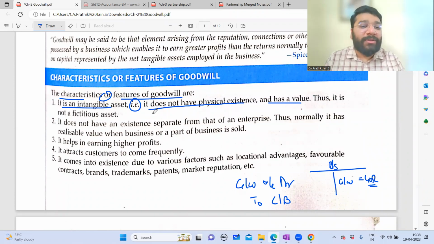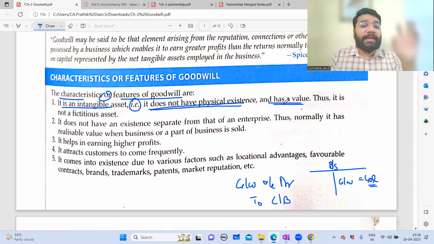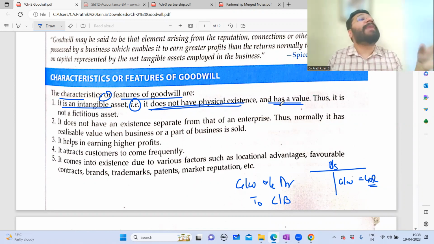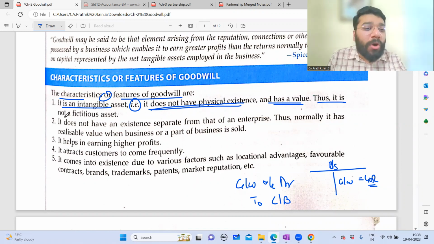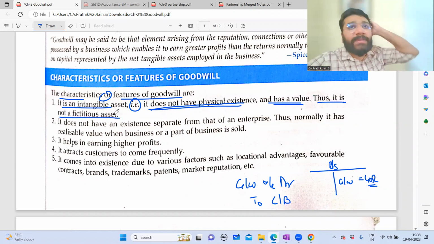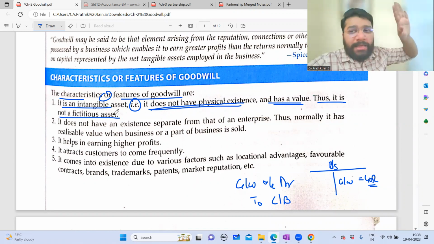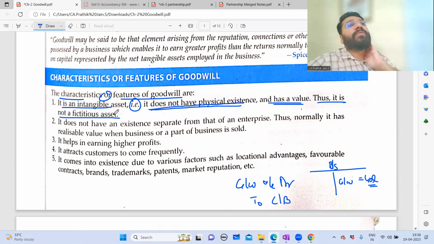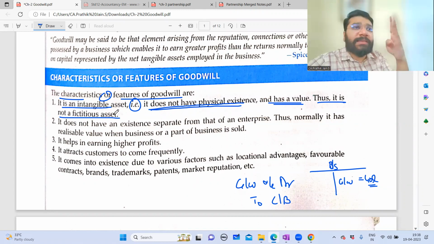Goodwill does not have a physical existence, but it has a value. Thus, it is a non-fictitious asset. Now, you might get an MCQ question or a true and false question. So let me ask an MCQ question first. Goodwill is dash. They'll give you 4 options: intangible asset, tangible asset, fictitious asset, and some other option.